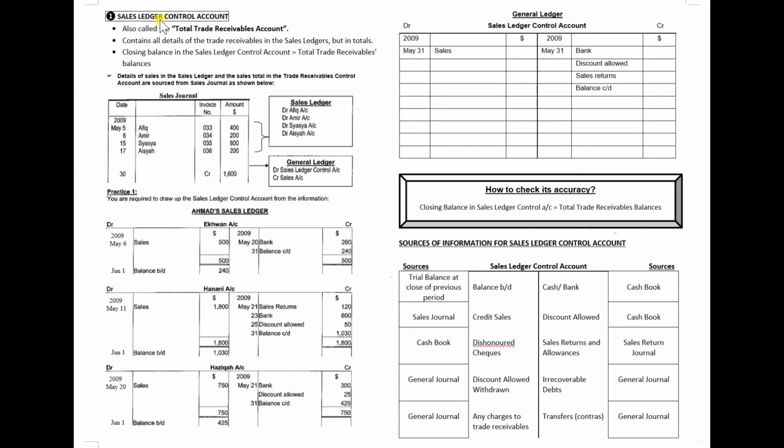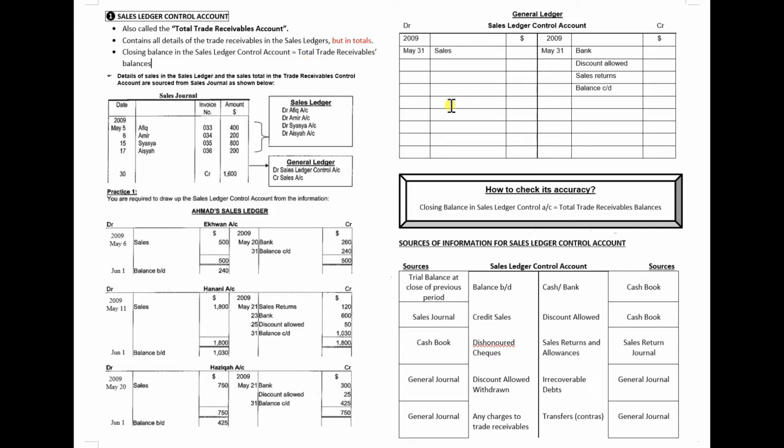So basically, a sales ledger control account will contain all of the trade receivables in the sales ledger, but in total. In totals, the closing balance in the sales ledger control account will equal the total trade receivable balance. Because the sales ledger control account is basically a summarized version of this one, they represent the same thing, so they should balance.